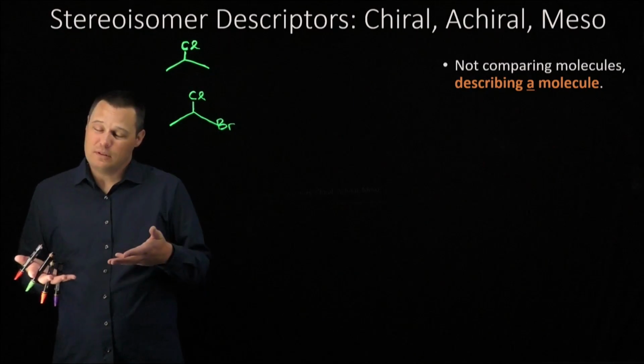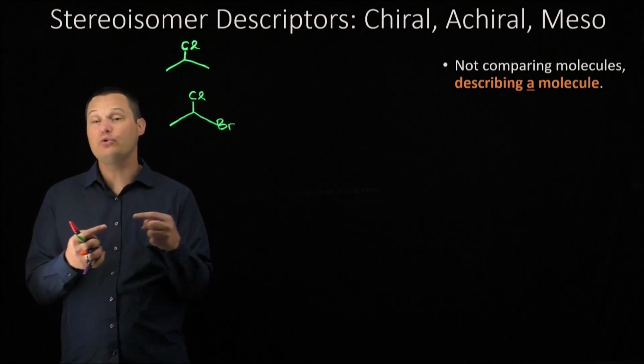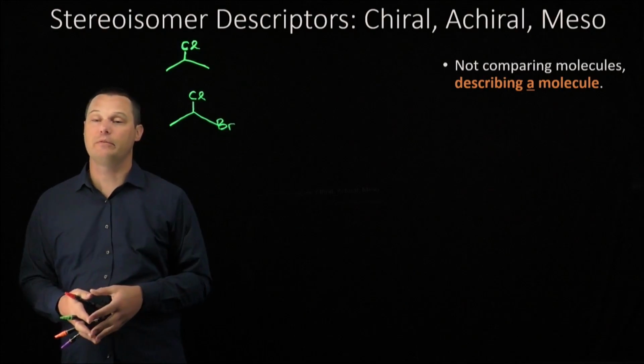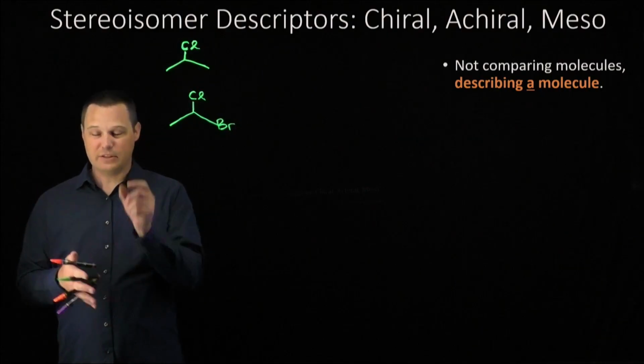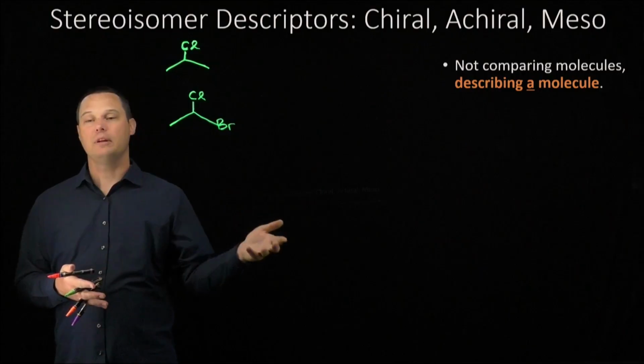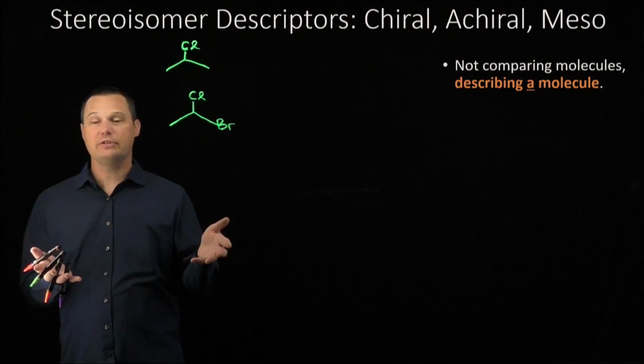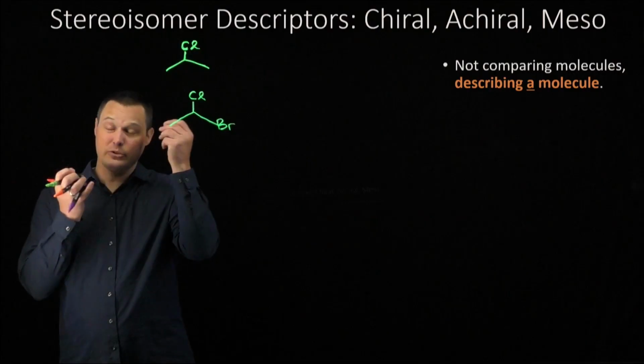You see, words like enantiomer and diastereomer describe the relationship between two molecules, and we'll talk about those in a separate video. This video refers to words that describe a single molecule itself: chiral, achiral, and meso. If you mix those two categories, the descriptor words and the relationship words, that's when stereochemistry gets all jumbled.